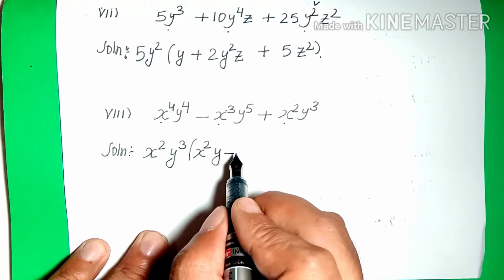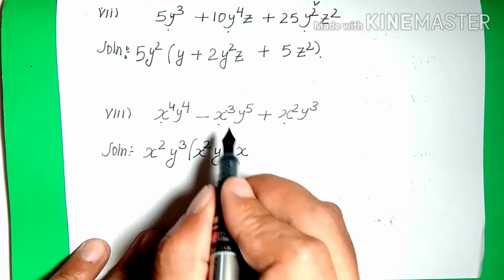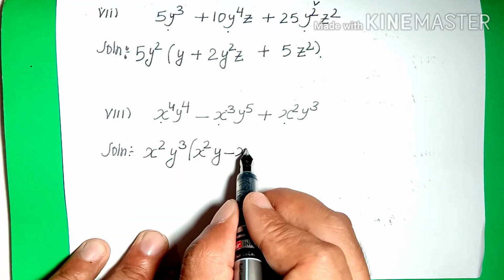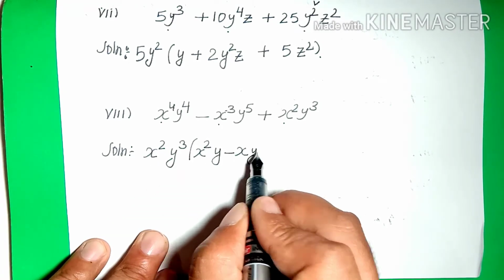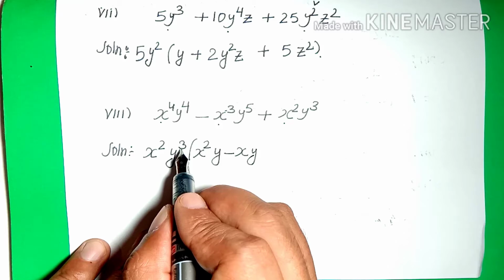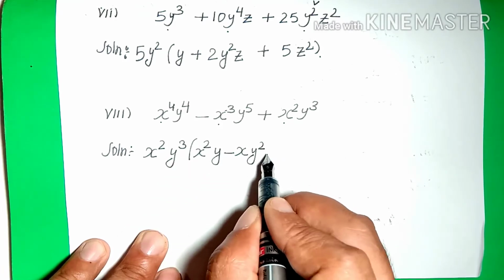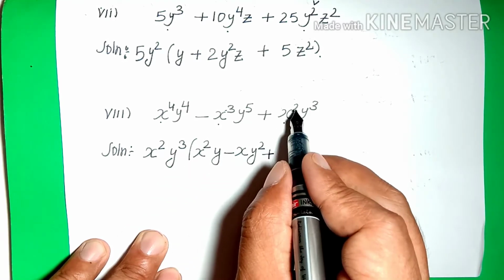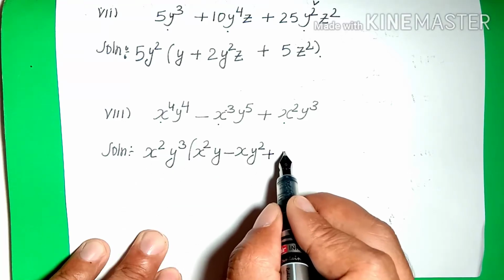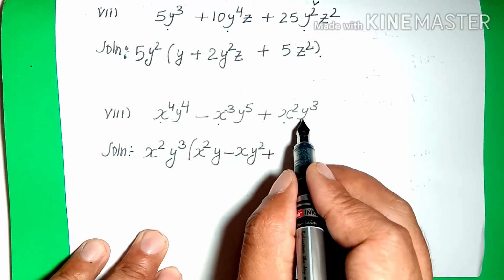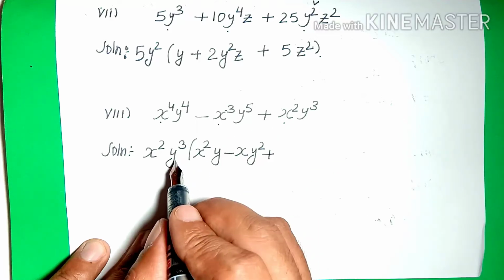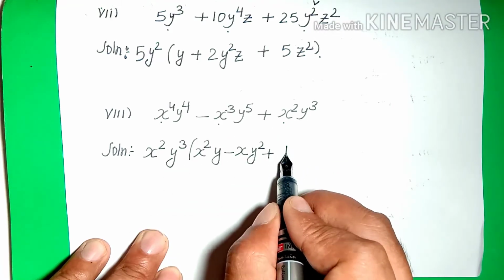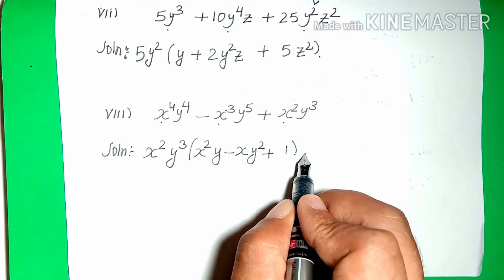Minus, now here how many x will be left? That is 3 minus 2 will be 1. Again y to the power will be 5 minus 3 will be 2. Plus here x, 2 minus 2 will be 0. That means y will be y cube, here also y cube. So nothing will be left out, which means we can write 1 there.